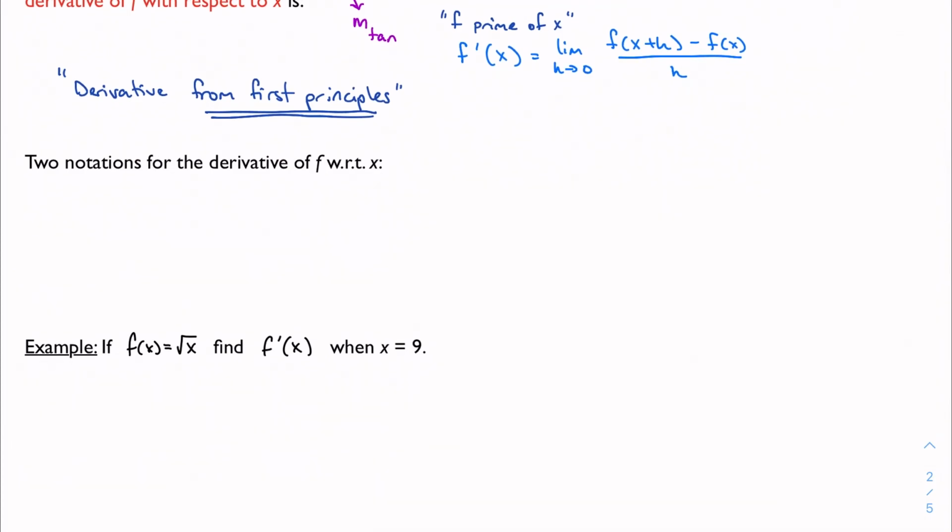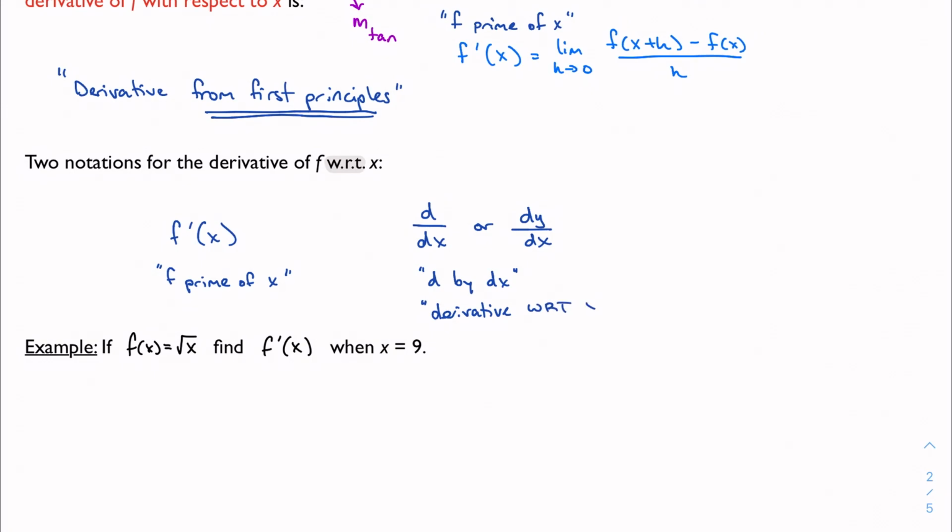We have two ways to notate the derivative with respect to x. That's just what this abbreviation here means, WRT, with respect to. One of them is what I just showed you, f prime of x. And the other one is d by dx, or sometimes you'll see dy by dx. Sometimes I'll just say the derivative with respect to x, or the derivative of y with respect to x. So just two notations. We use them pretty interchangeably in calculus. For me, it just depends on the type of thing we're working on. You'll see what I mean as we go through the chapter.